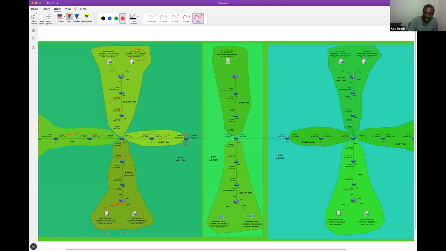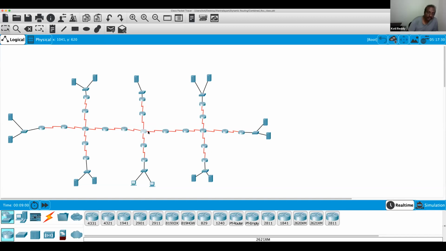Similarly, if I go to R10, now I should see all these routes. I should see routes from the 60 series, also the 70 series, and also 201.202 and 207.208 on R10. Let us go to R10 now. So I go to R10.